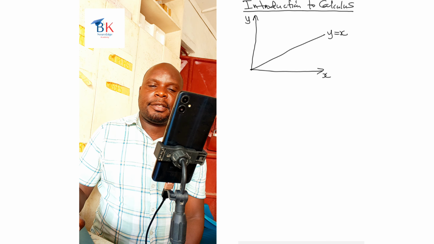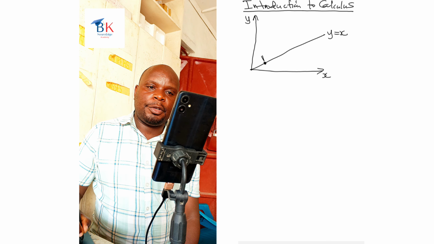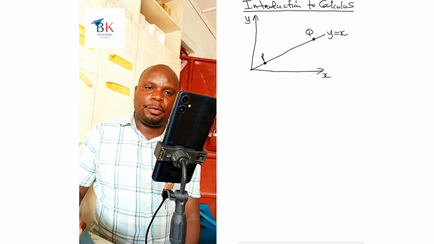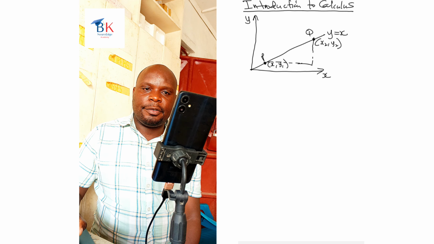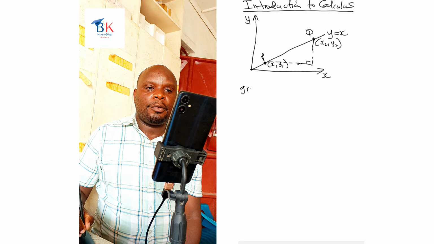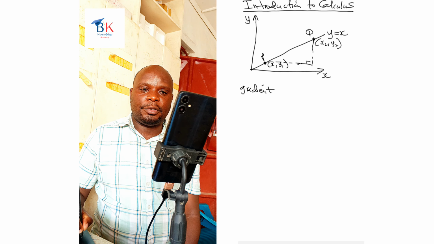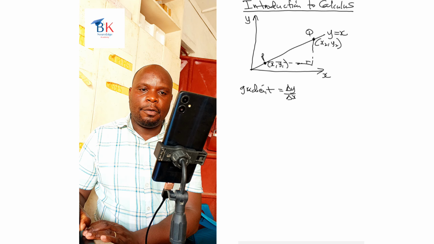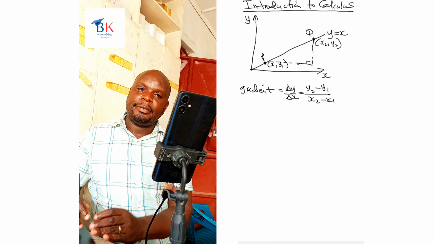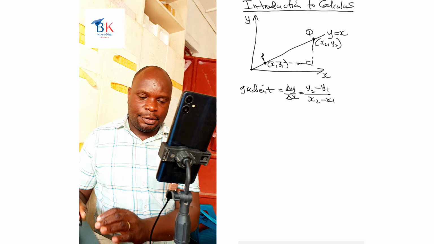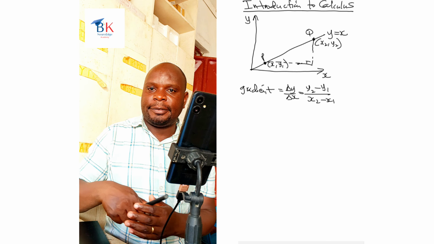y equal to x, and then you pick 2 points P and Q, (x1, y1) and (x2, y2). To get the gradient of this line, you say change in y over change in x, which is y2 minus y1 over x2 minus x1. That is how we get gradient over a straight line.